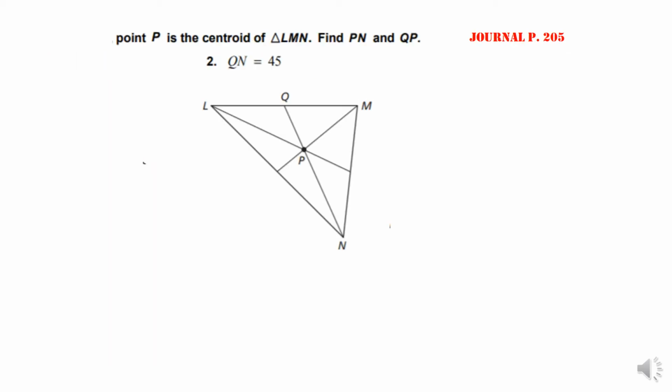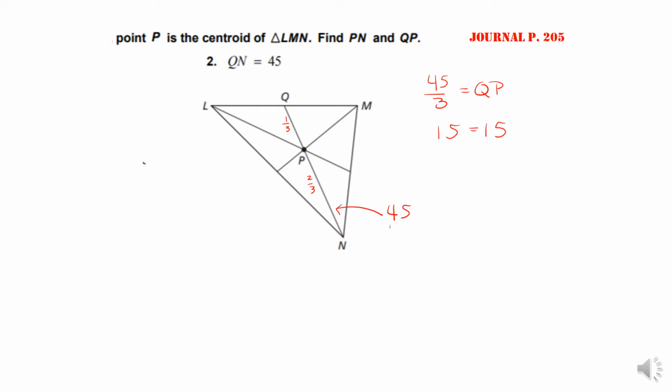Okay, so P is the centroid of LMN. QN, that's the whole big line here, is 45. They want you to find PN and QP. So I can tell you that this one is the 2/3 and this one is the 1/3. So you could do it really easy and say 45 divided by 3 equals QP. Or you could say 1/3 of 45, it's the same thing. So that means that QP is 15.